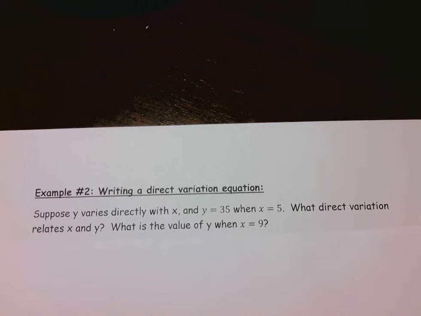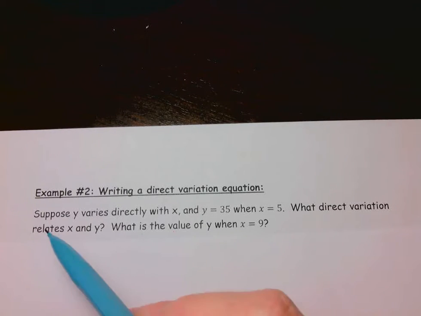Okay, let's look at example number 2, writing a direct variation equation. Suppose y varies directly with x and y equals 35 when x equals 5. What direct variation relates x and y, and what is the value of y when x equals 9? Okay, let's start at the beginning, and what is it telling us?